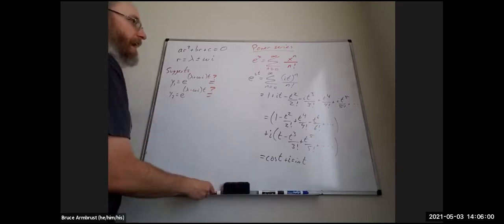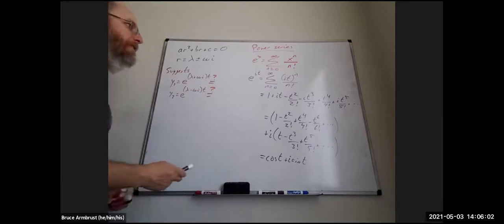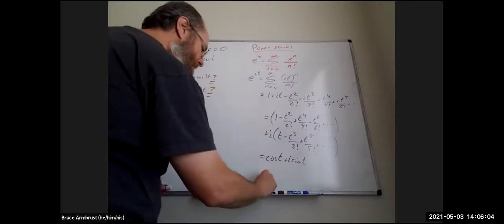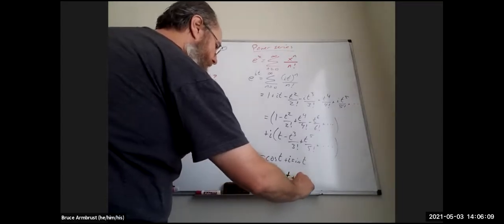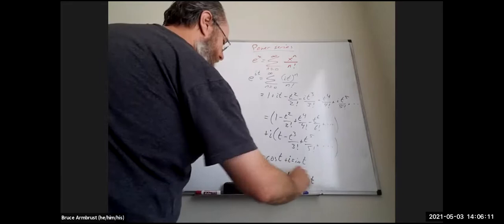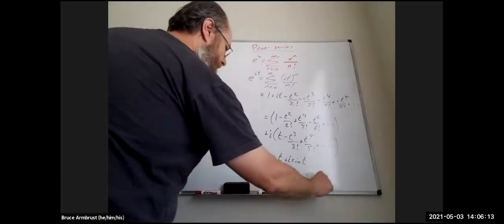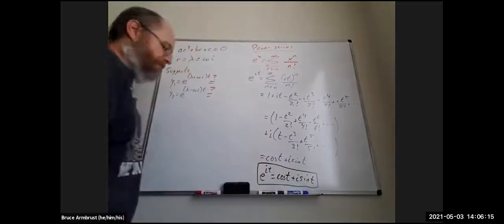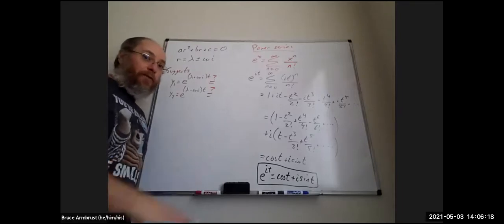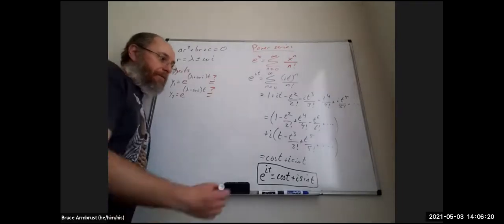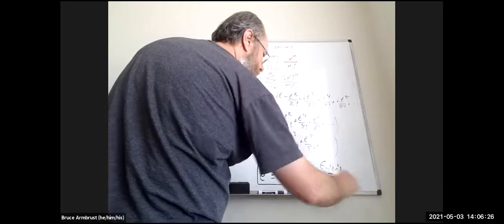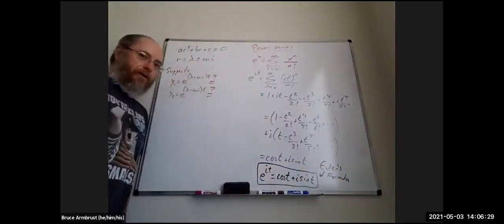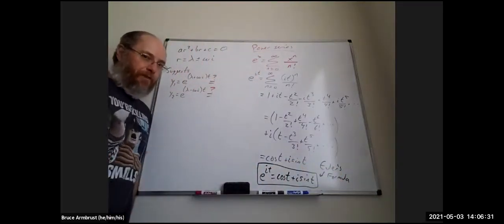Okay, so check this out. This is kind of cool. e to the it is equal to cosine t plus i sine of t. And this is Euler's formula. That's the name of this, because Leonhard Euler was the one who figured this out.